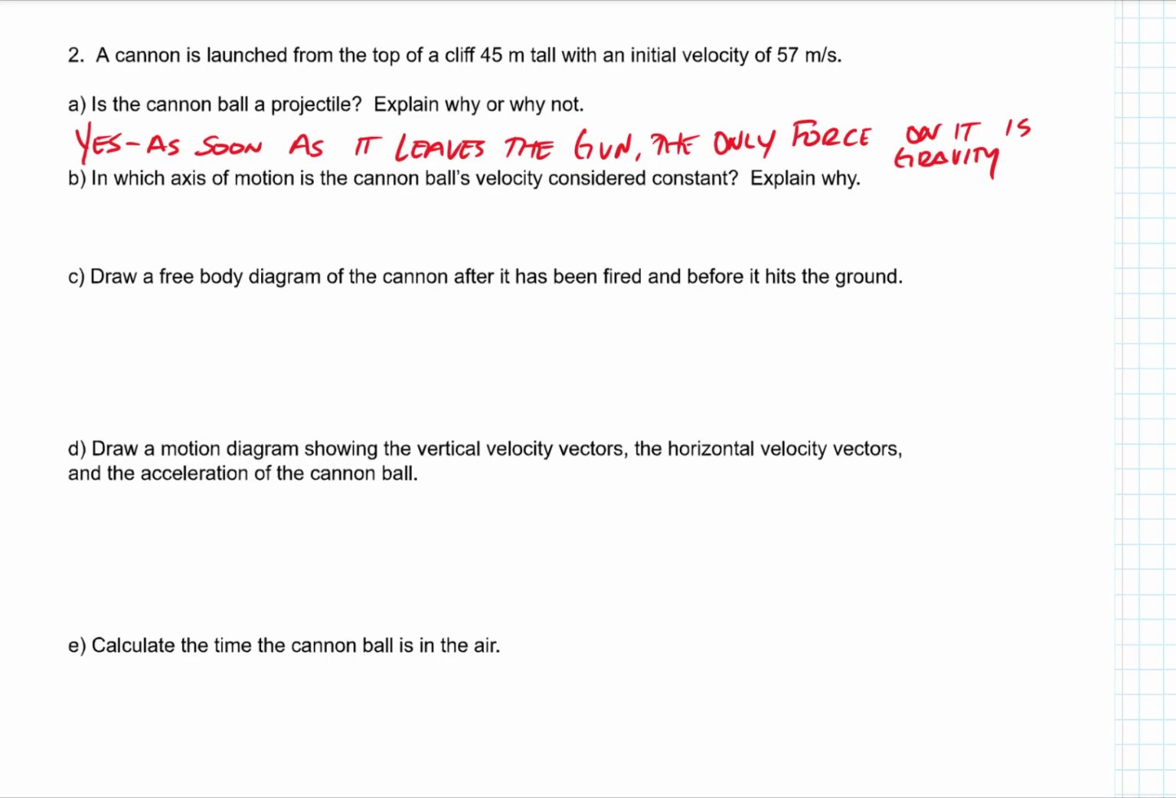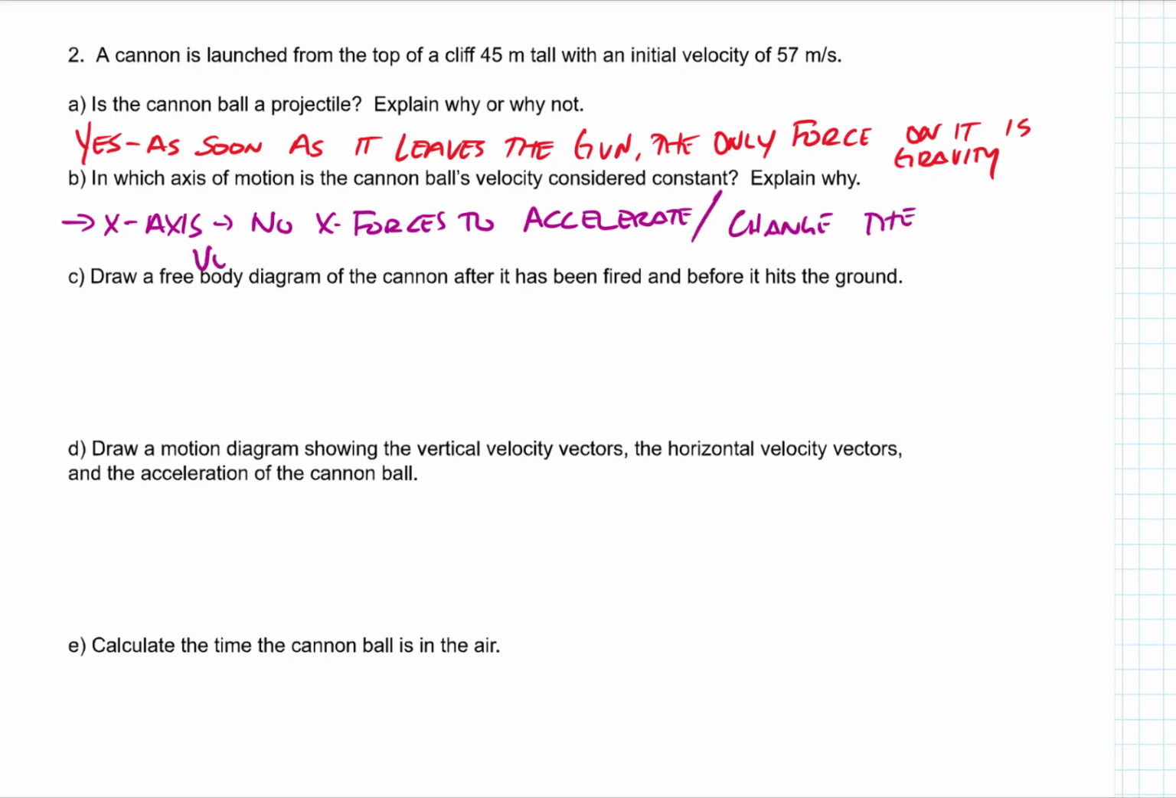In which axis of motion is the velocity constant? That's on the x-axis. There are no forces in the x direction to accelerate the cannonball. So with no x forces, there's no x acceleration. And with no x acceleration, that velocity is constant. Nothing to change that velocity. So the velocity in the x direction stays at 57 meters per second.